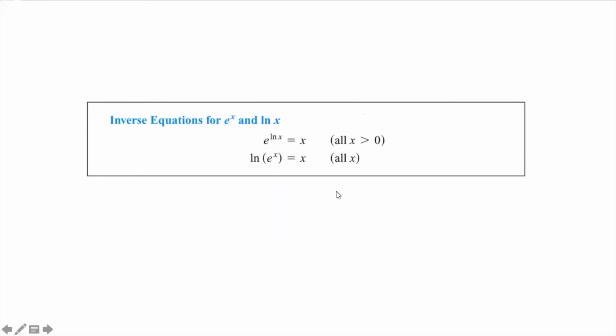Since e to the x and natural log x are inverse functions, they have to satisfy these properties: e to the power ln of x is equal to x, and that's true for all x greater than 0, because x greater than 0 is the domain of the natural log function. For all values of x, natural log of e to the x is just x.